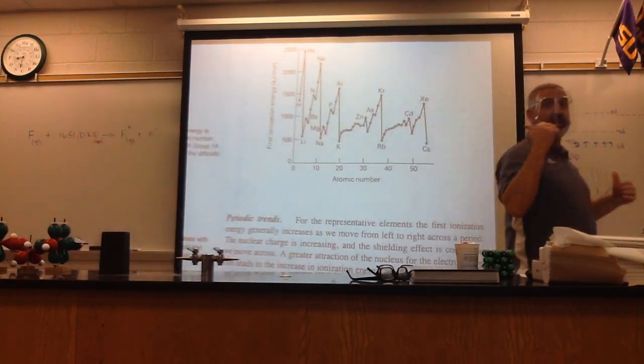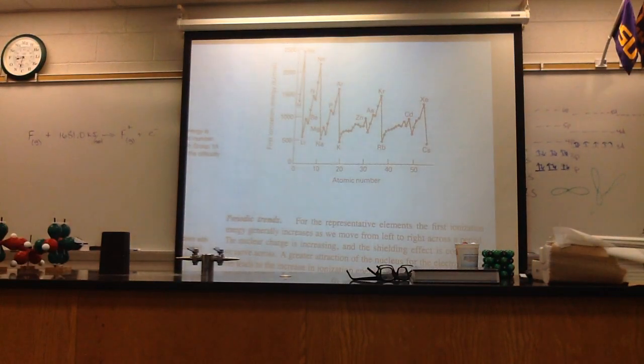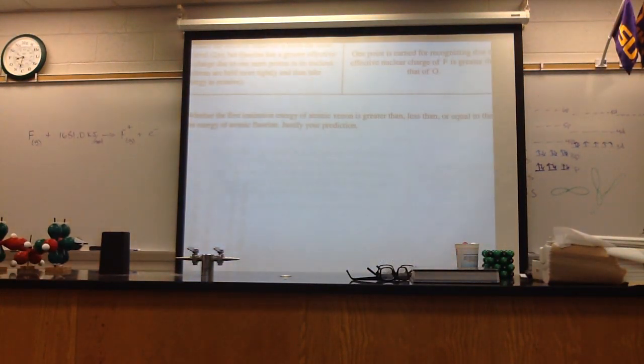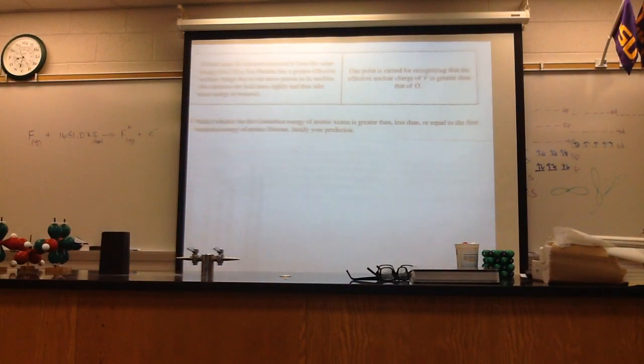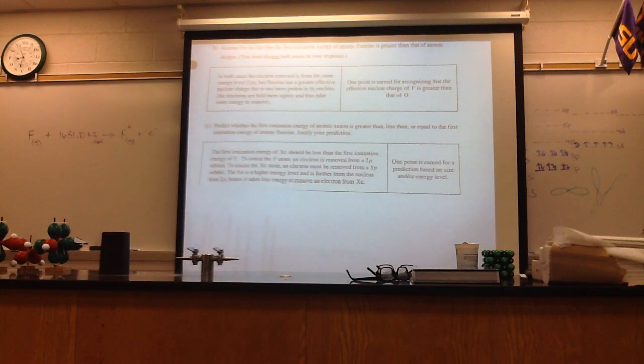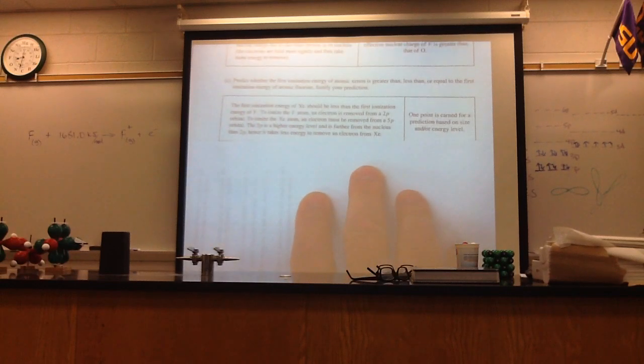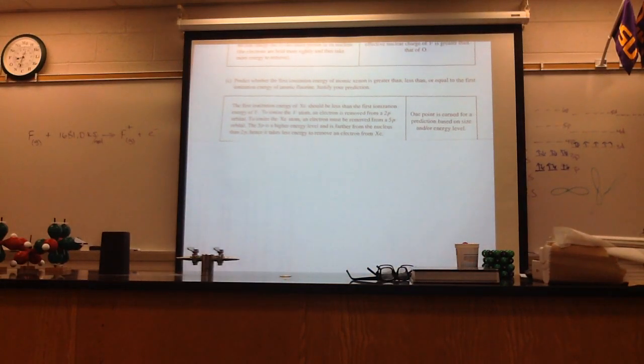When I got the books back on this year on these students, almost everybody was wanting to put xenon because of the noble gas. So the first ionization energy of xenon should be less than that of fluorine. To ionize a fluorine, an electron is removed from the 2p orbital; to ionize xenon, it is removed from a 5p orbital. Notice again, we're talking about where the electrons are being removed from. 5p is higher energy, is farther from the nucleus, hence it takes less energy to remove it.